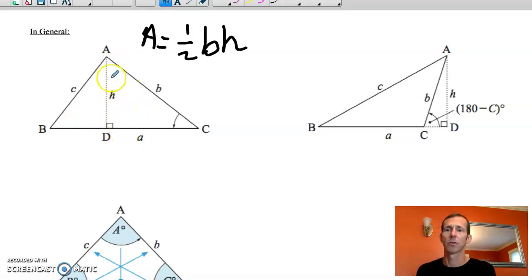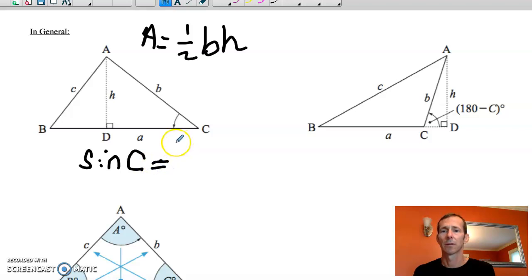But we don't always know that altitude or that height, so we are going to look at some ways to figure this out using trigonometry. If I look at this figure right here, and I'm going to use this angle C down here, I know that the sine of angle C is equal to the opposite, which is H, over the hypotenuse, which is B.